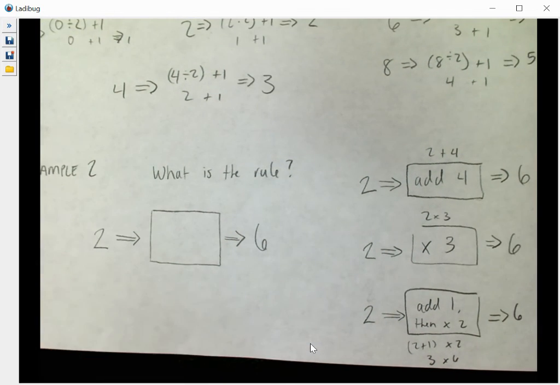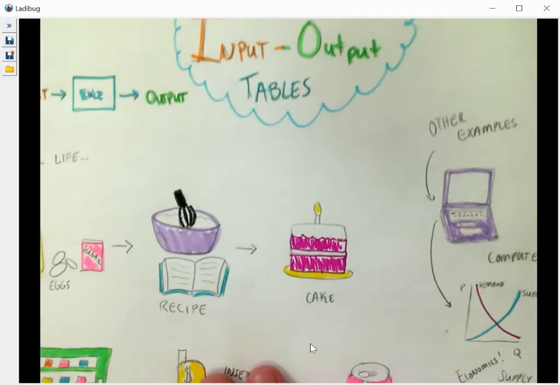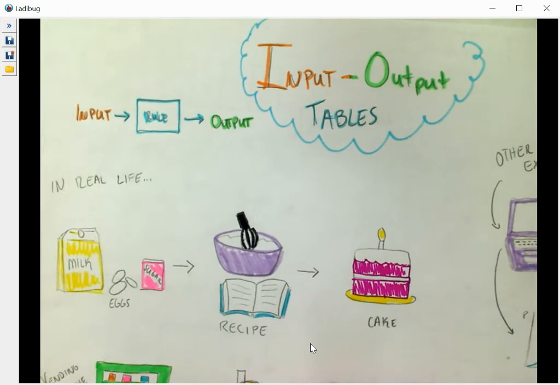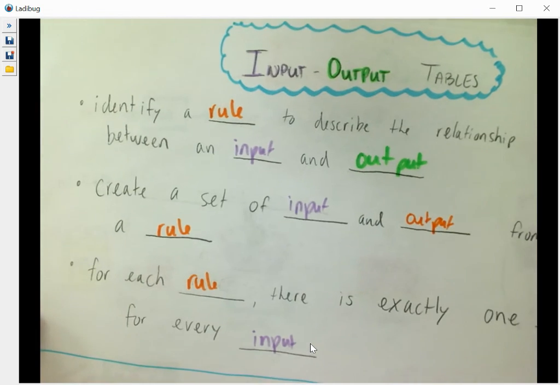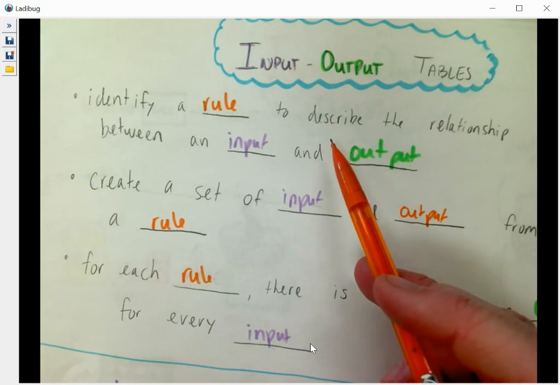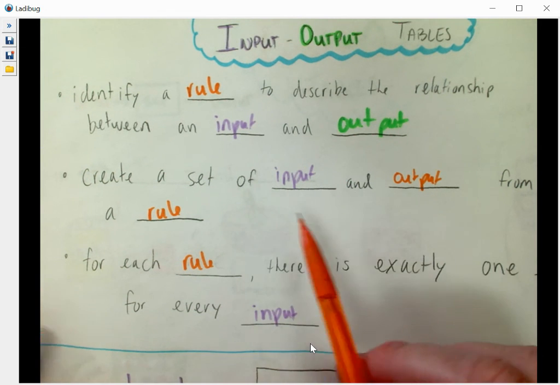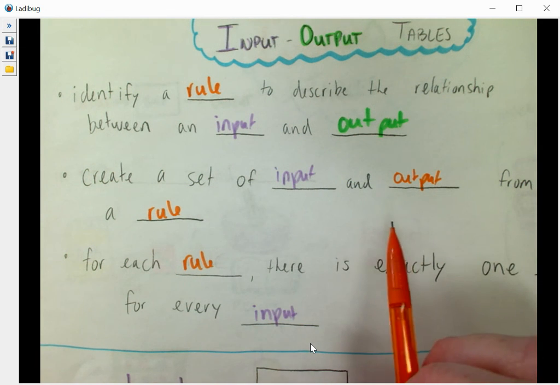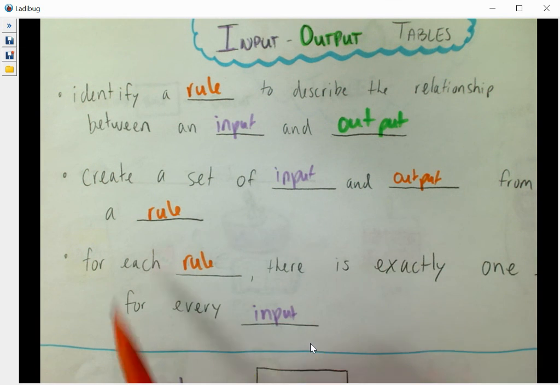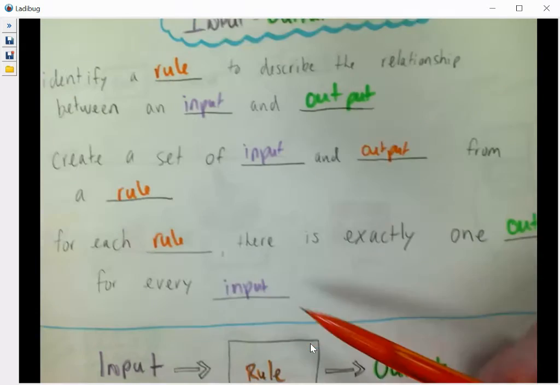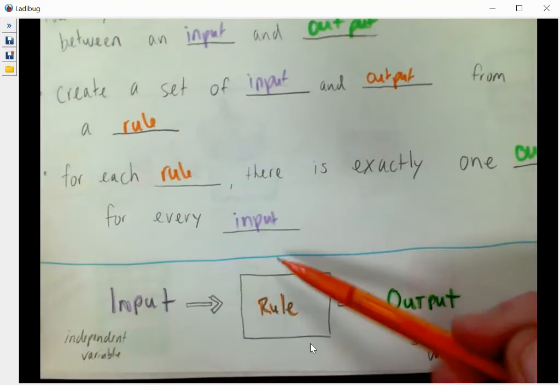So to recap, input-output tables are found in everyday life. You can use these to identify a rule, to describe the relationship between an input and output. You can create a set of inputs and outputs from a specific rule. And then just a reminder that for each rule, there's exactly one output for every input.